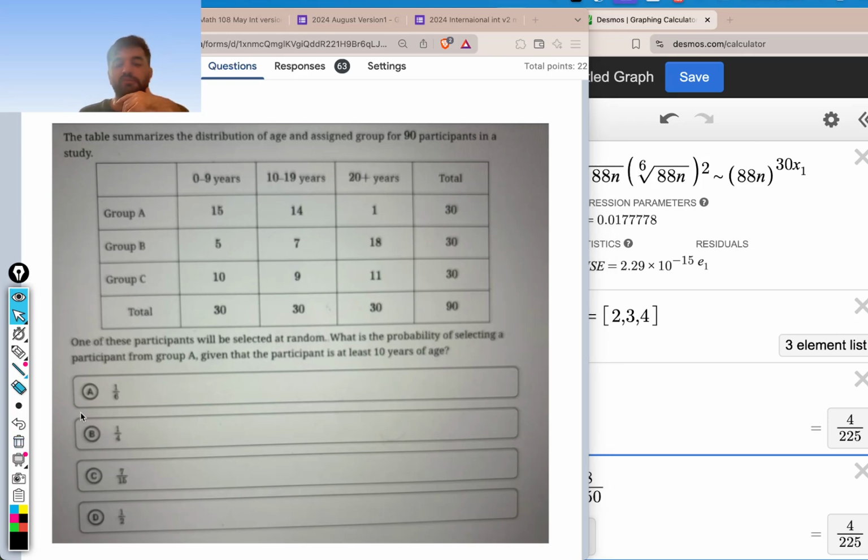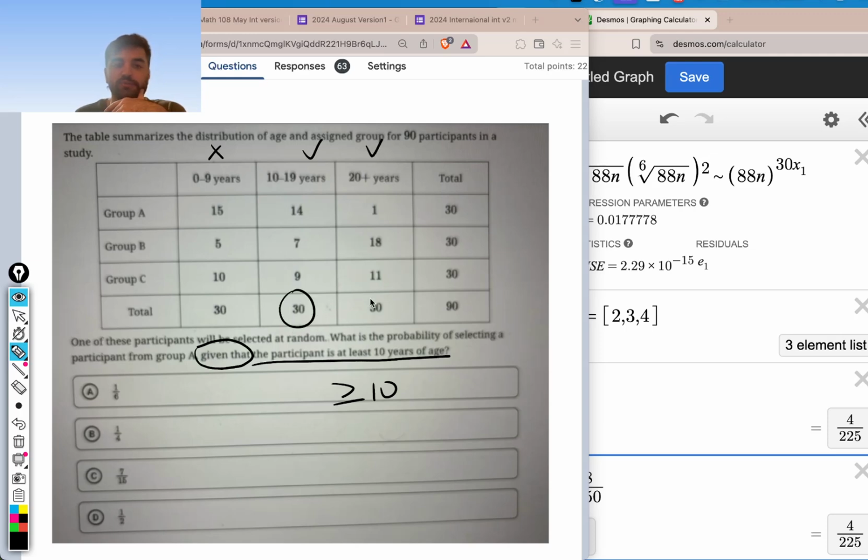18 is related to given that. In probability, we don't have a lot of question types. We have only one different, and it is given that. When you have given that, first read this part, okay? Participant is at least 10 years old. At least 10 years means that this is greater than or equal to 10. Not that one, this one, and this one.